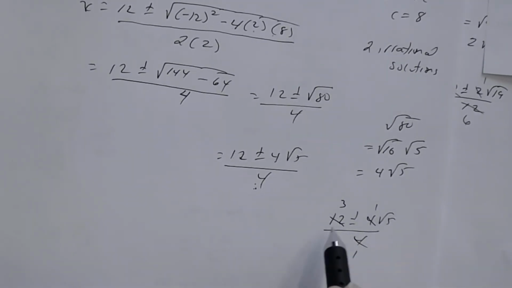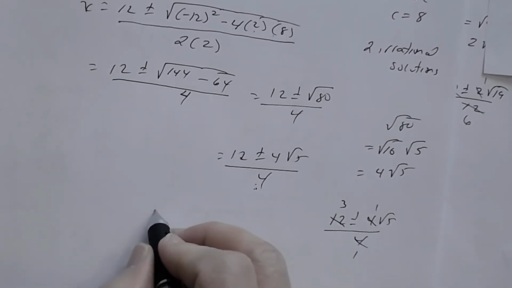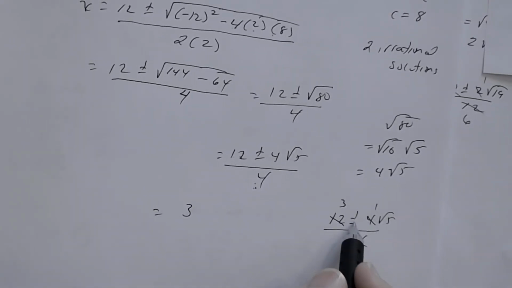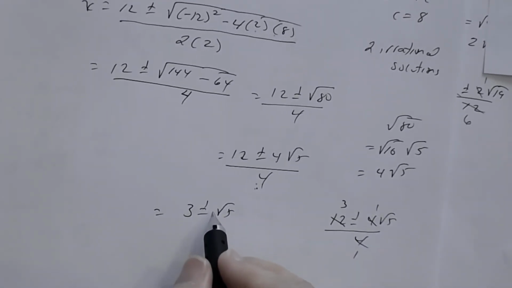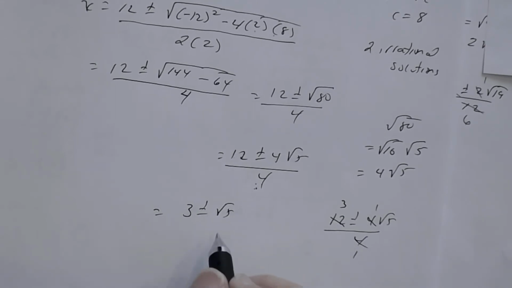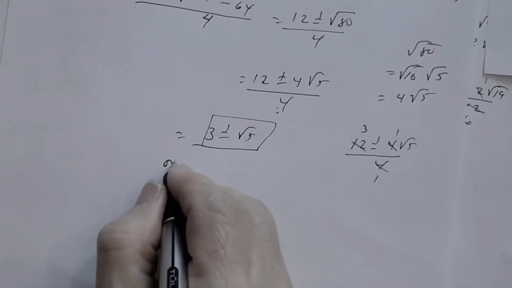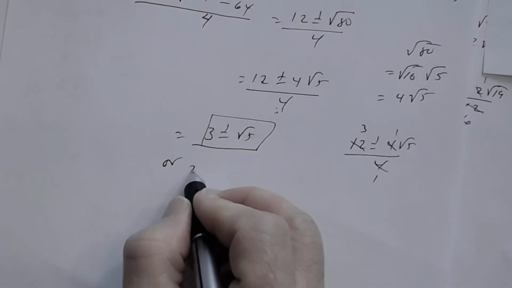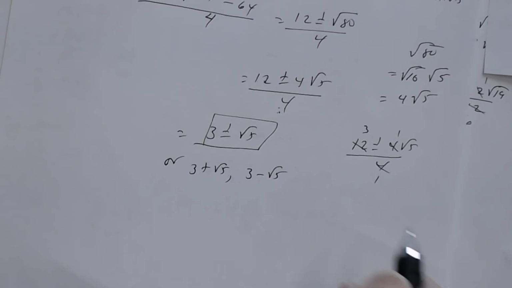And since the denominator is 1, you're just going to get this numerator. So the answer is going to be 3 plus or minus the square root of 5. Don't say 1 square root of 5. Just write it square root of 5 over 1, which is this. And then if you split it apart on the math lab, you can write it as 3 plus the square root of 5, 3 minus the square root of 5.